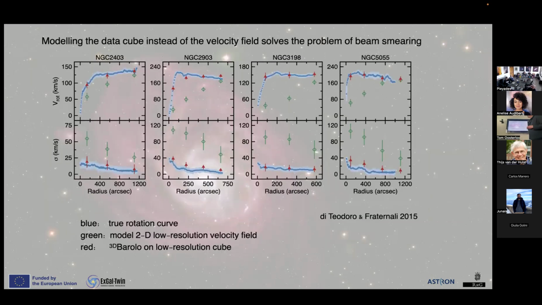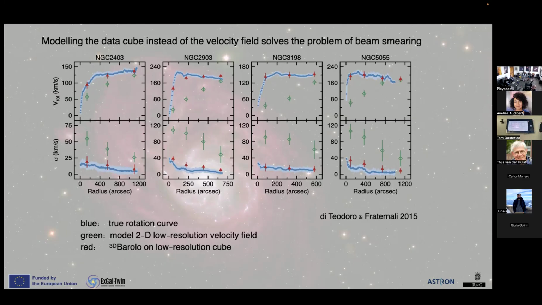And this is an example of a few galaxies. The blue line is, say, the true rotation velocity as determined from high resolution H1 observations. So then this data cube is convolved to lower resolution, the resolution of the GBT. And if you then make the velocity field, these green dots then are the rotation velocity you get by fitting a tilted ring model to the velocity field of this low resolution cube. And you see you're completely wrong, completely off. Rotation velocity is too low, and the velocity dispersion is way too high.